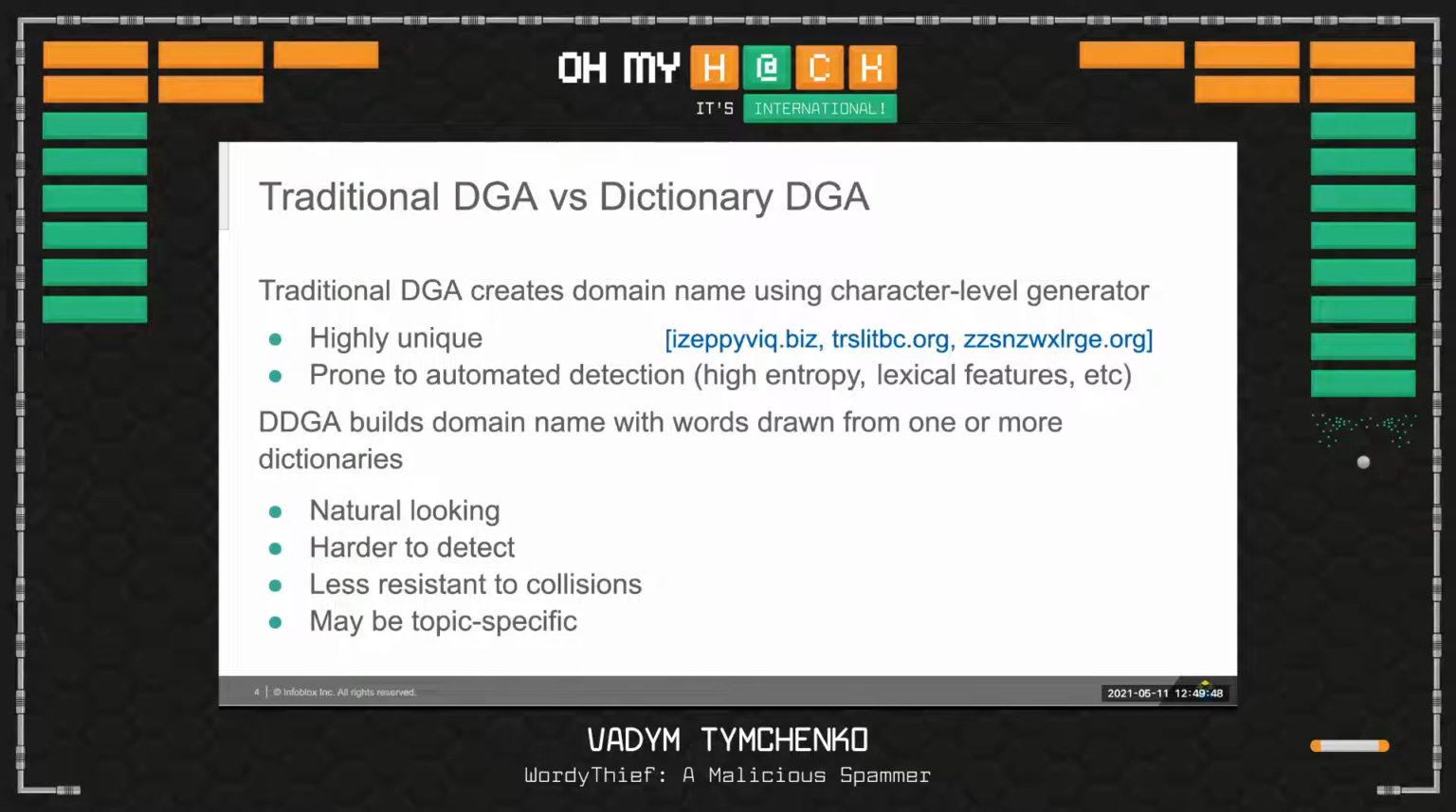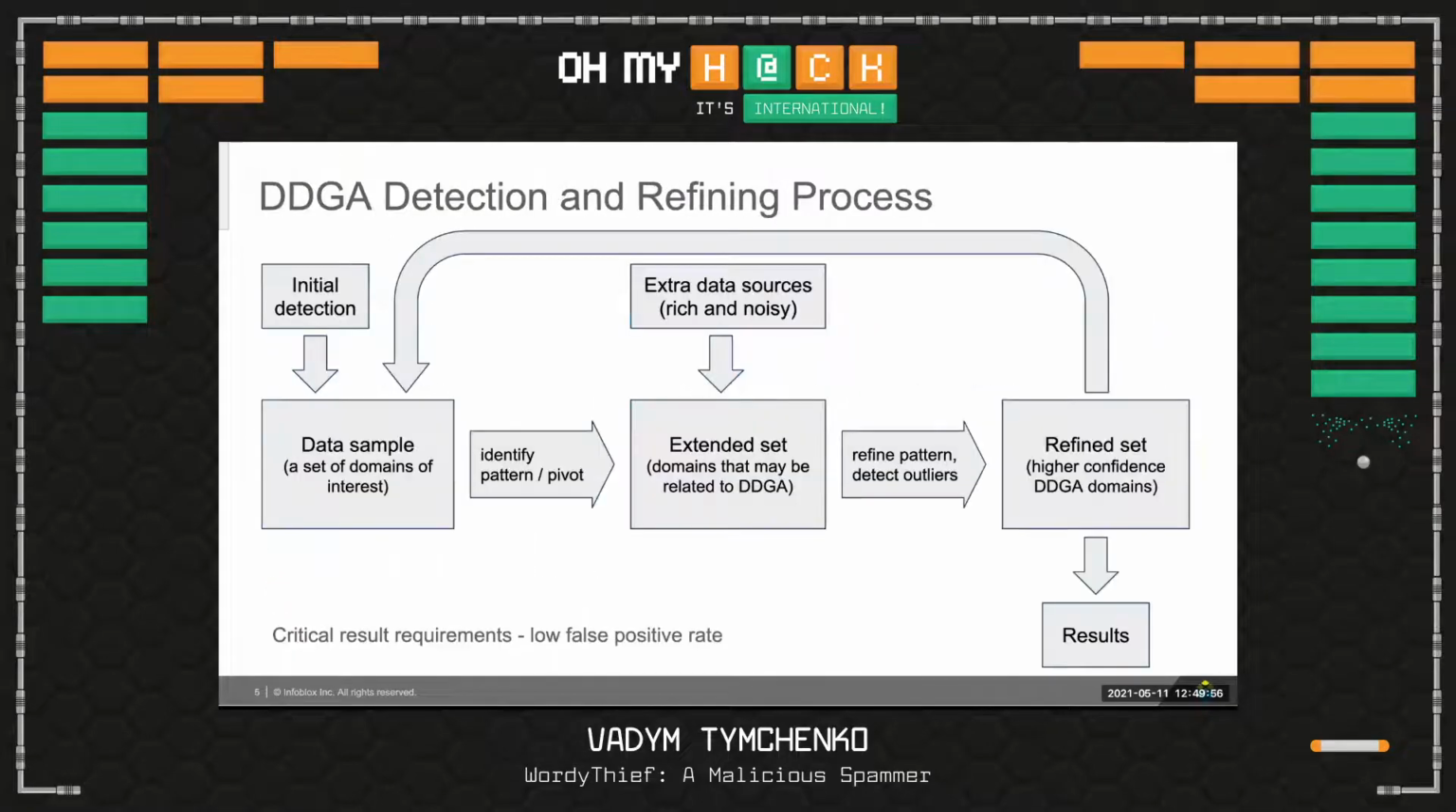So most spam actors might create a dictionary that is specific for some certain campaign. A typical dictionary detection and refining process looks in the following way. We start with initial detection, and this might be some set of domains of interest found in malicious spam email, as a clustering outcome, or any other sources. Then this data sample is being analyzed to identify a pattern or pivot.